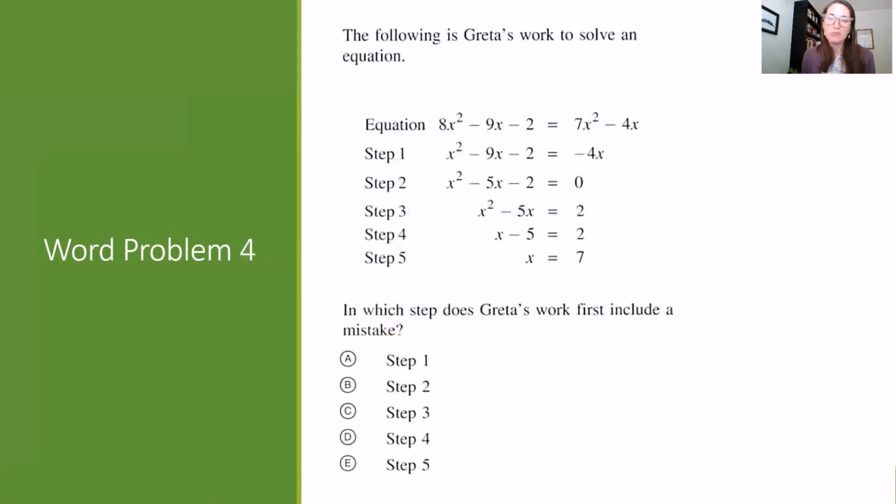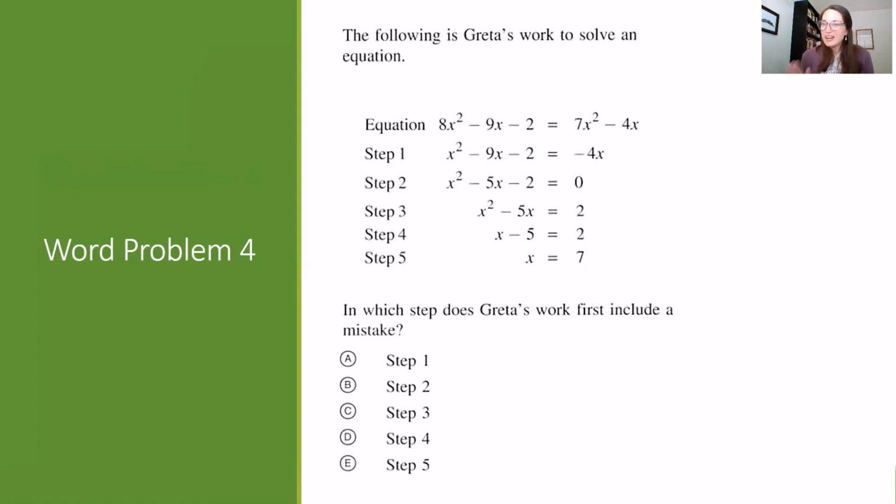Now, for word problem 4, it says the following is Greta's work to solve an equation. In which step does Greta's work first include a mistake? Now, this is, again, a very unusual type of problem because we're used to doing problems where you solve this yourself and have to come up with the answer. But we need to pay attention here and see where there might be a mistake along the way. So is it in step 1, 2, 3, 4, 5? Well, if we go through this problem together, we'll be able to do some of the math and figure out which step might have an error in it.